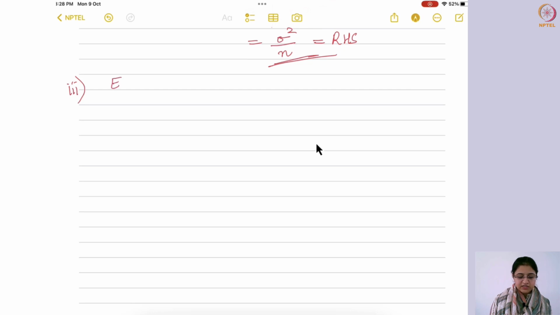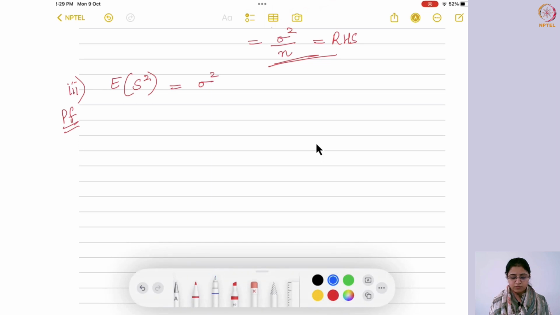It is providing over here a relation between sample variance and population variance. Expectation of sample variance is the same as this. Now, what is sample variance and population variance? Sigma square, we all know, is 1 over n summation xi minus mu whole square, right? We have seen earlier also.